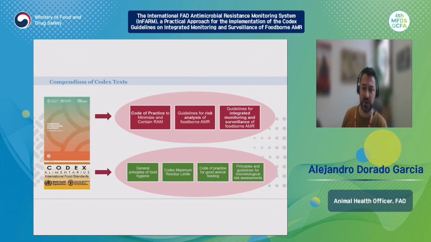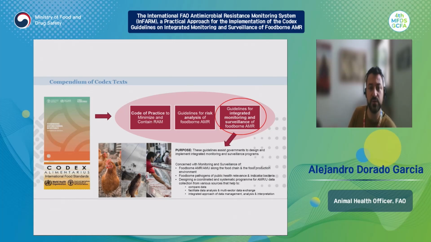Codex has developed 3 core texts on foodborne AMR to provide a framework for addressing AMR along the food chain, and has conveniently compiled these 3 texts in a compendium that includes the code of practice to minimize and contain AMR, the guidelines for risk analysis of foodborne AMR, and the guidelines for integrated monitoring and surveillance of foodborne AMR. There are also specific standards that can also help minimize and contain AMR indirectly and support the implementation of Codex texts.